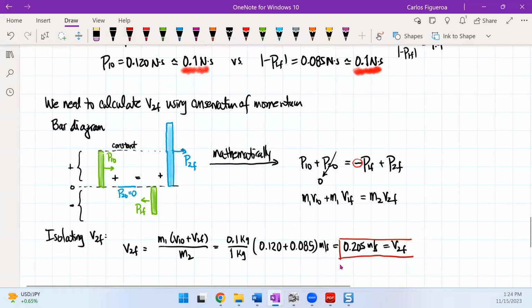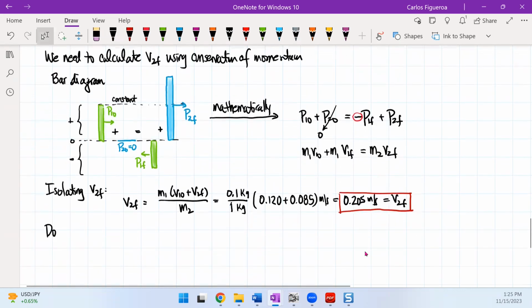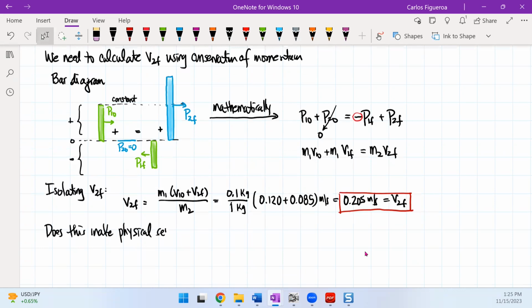So this is what the question is asking, and that's the speed of the big cart here. So now, does this make physical sense? Well, one, we said that P2 final had to be bigger than P1 initial. Is that true? Let's go check that out.